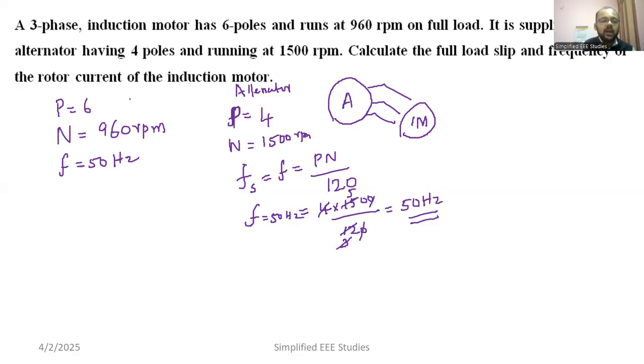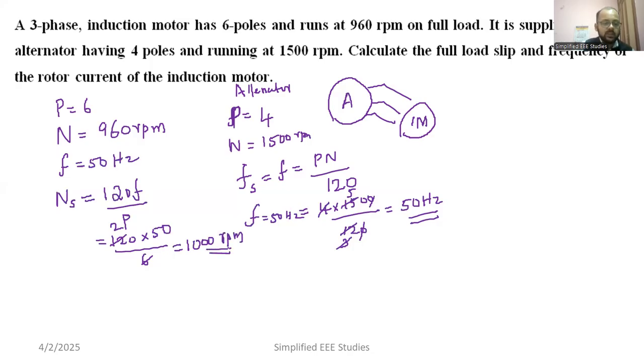Calculate the full load slip and the frequency of rotor current. So first we will calculate the full load slip. Before calculating the full load slip of the induction motor, we have to calculate the synchronous speed. What is synchronous speed? 120 F divided by P. So 120 into the supply frequency, which we already computed from the alternator, 50, divided by the number of poles of the induction motor, 6. So here you can simplify, and that means 1000 RPM. Hope it is clear to everybody. 1000 RPM. Please verify.